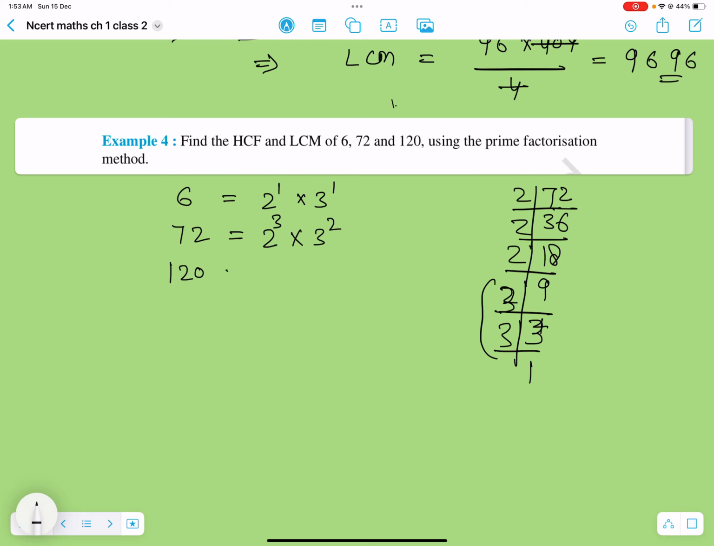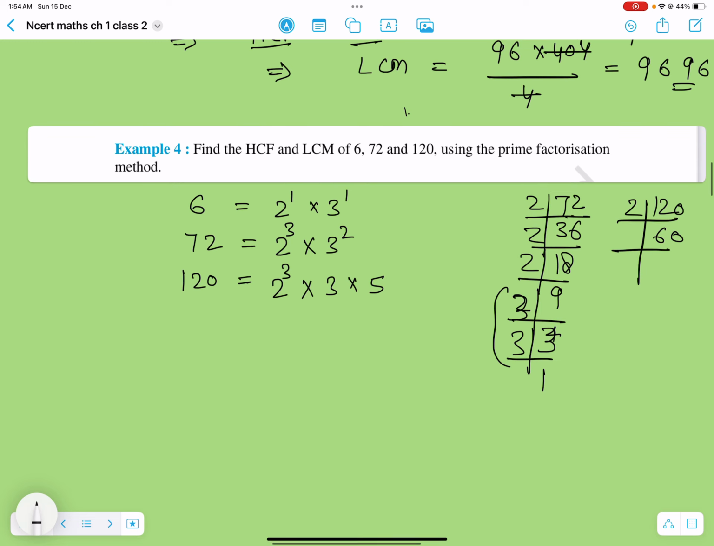When we find the prime factors for 120, this is an exercise for you. You just do the basic calculations here for 120 and go like this. The prime factors would be 2, 3, and 5, and the 2 would come 3 times, right?